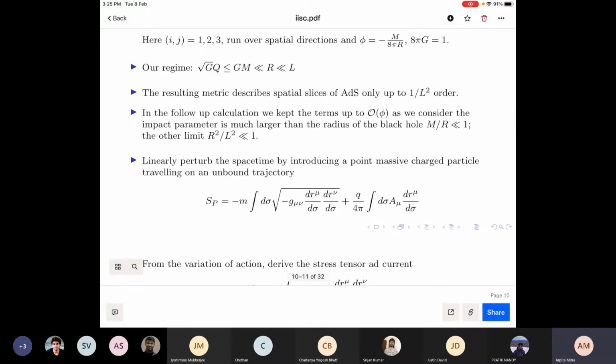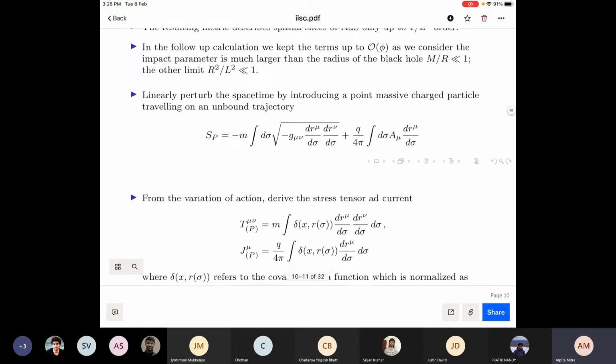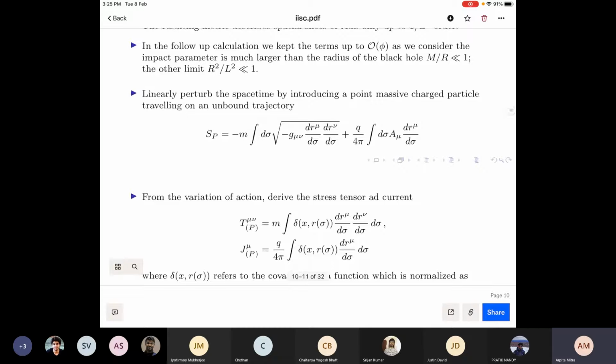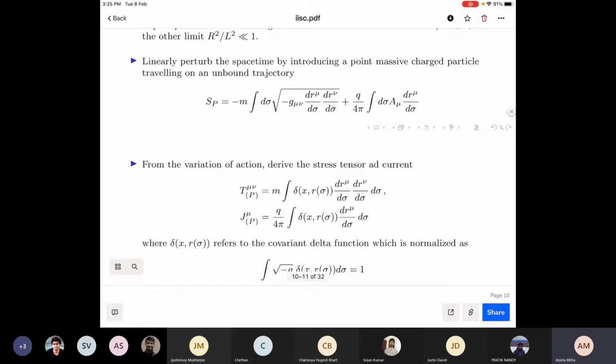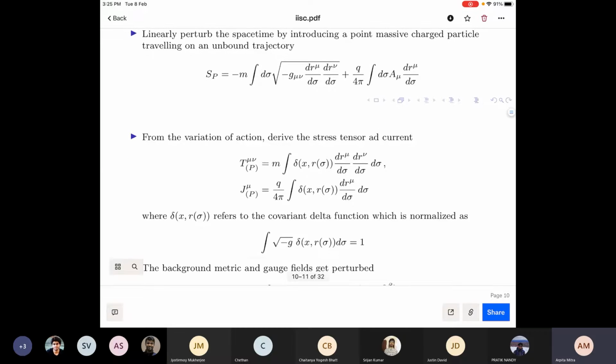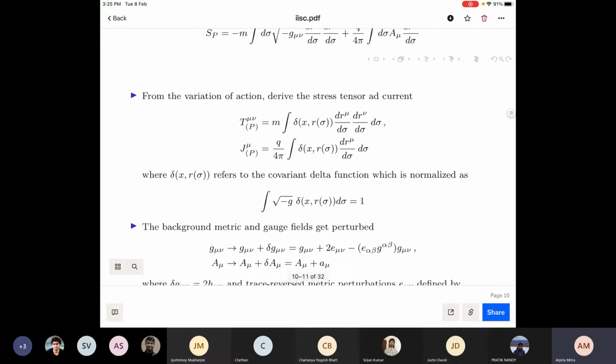Our next job is to linearly perturb this spacetime by introducing a point massive charged particle, which is traveling on an unbound trajectory. The point particle action is given by this equation. And from the variation of this action, we can derive the stress tensor and the corresponding current. In the expression of the stress tensor and the current, the delta is the covariant delta function, and we have normalized this covariant delta function in the following manner.